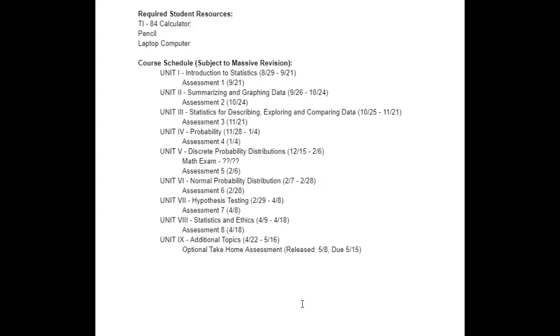This is the course outline. It's subject to massive revision because things come up. This is where it is today. This is the part of the syllabus that is most likely to change as we're going through the year. There are 8 major units and then additional topics after we get to the end of things.